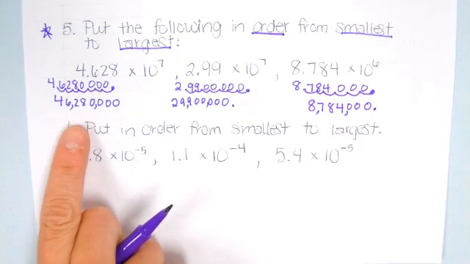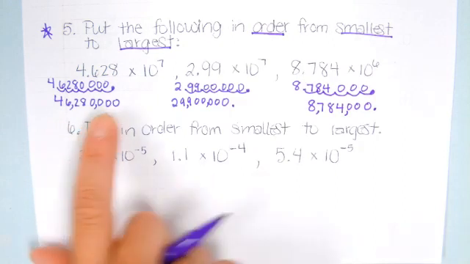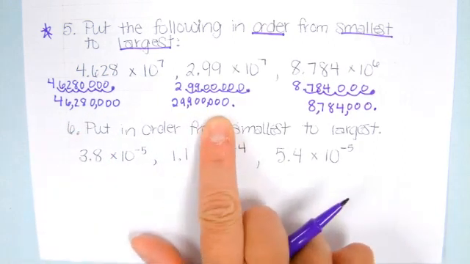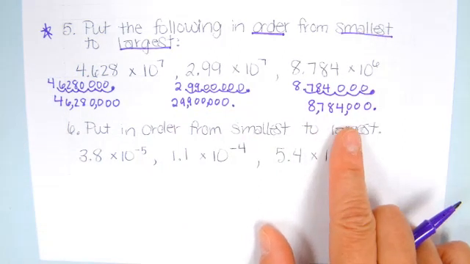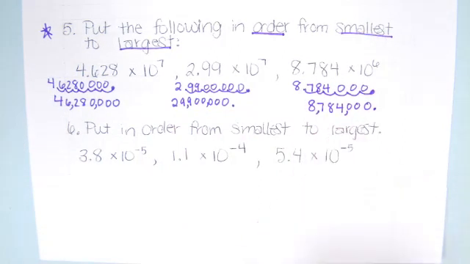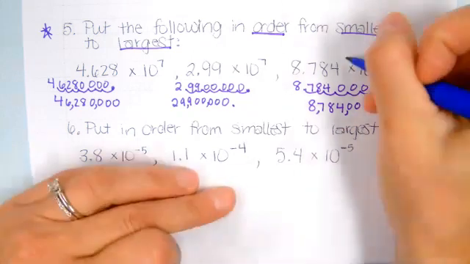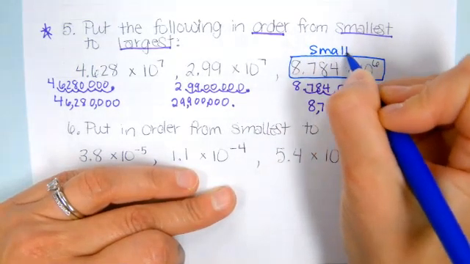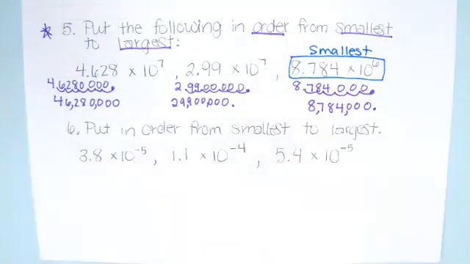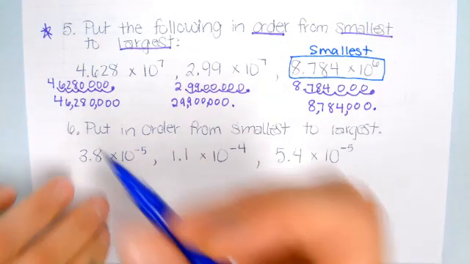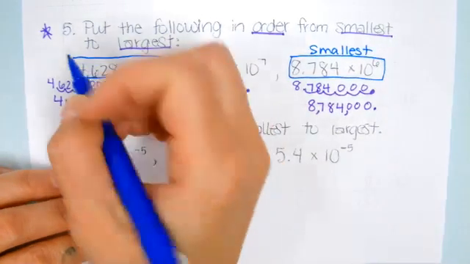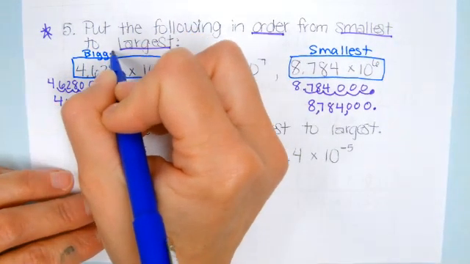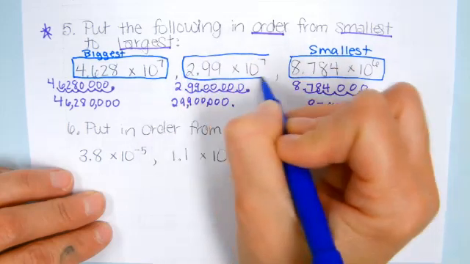Is it the 46,280,000? Is it 29,900,000? Or 8,784,000? Which is the smallest, Casey? That's right. So this one right here is the smallest. Which one is the biggest? Isabel. This one is the biggest, which means that the other one has to be our middle, right?